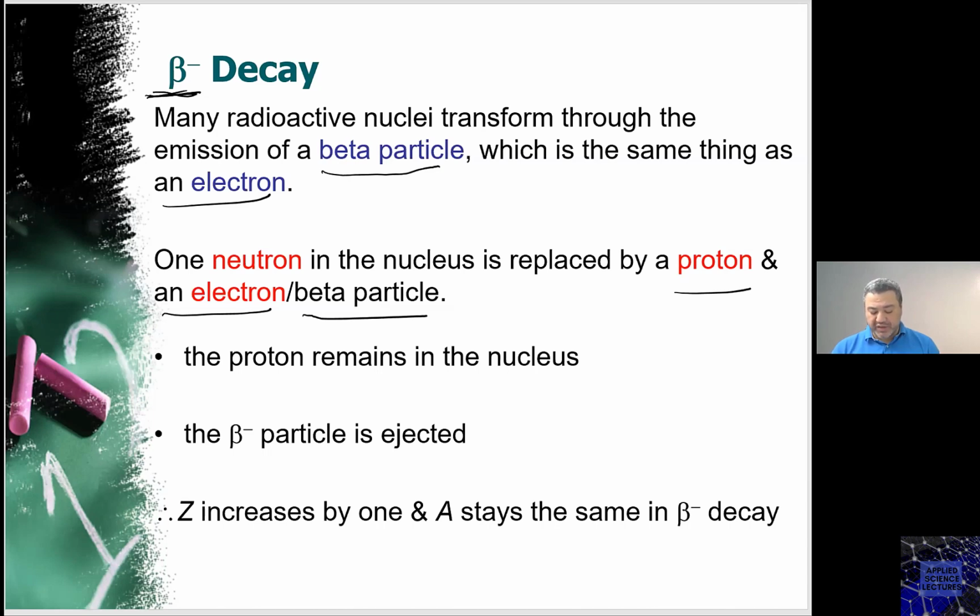So this is going to result in an increase in the Z number. However, A will stay the same. So it's different than the alpha decay. In alpha decay, we have the A number and the Z number changing. In beta decay, due to the neutron being replaced with a proton, the Z number will increase. However, the A number will stay the same. And we have the beta minus particle emission out of this nucleus.